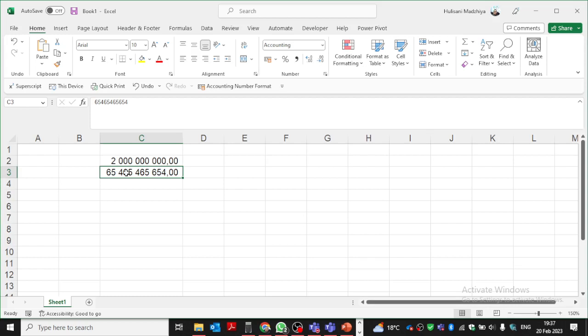So that's how you quickly identify the number to say that this is 65 billion, 465 million, 465,654. That's how you quickly express the number and write the number.